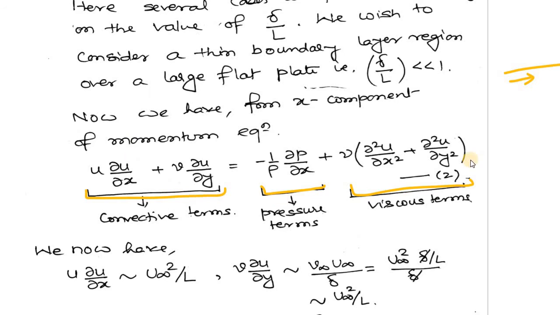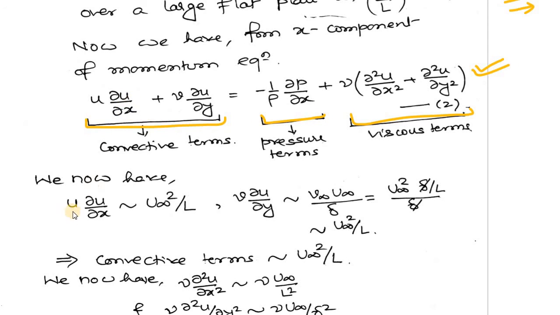Now, this is our X component of the boundary layer equation. As usual, we will try to evaluate the order of magnitude of each term present in this equation. Now, the order of magnitude of U del U del X is given by: what is the order of magnitude of U? It is U infinity. And again, U infinity. So you get U infinity square. And what is the order of magnitude of X? It is L. So U infinity square by L is the order of magnitude of U del U del X.